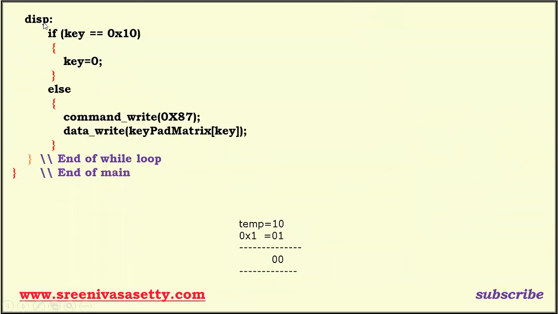So here go to display. The control comes here. I'm checking the value of key. What is the value of key? Key equal to 2. 2 equal to 1 0, false. Then it goes to else. Command write 87 means we are planning to display the key pressed at the center of the first row in the LCD. That is the purpose of using this particular command. Then data write keypad matrix within the bracket key. What is the value of key? 2. Therefore, it's going to get the ASCII code for 2. Then it's going to write into the data register of the LCD. Then we can see a 2 at the center of the first row.